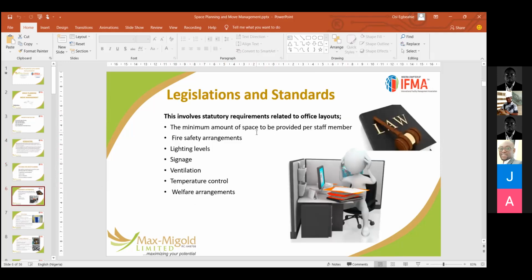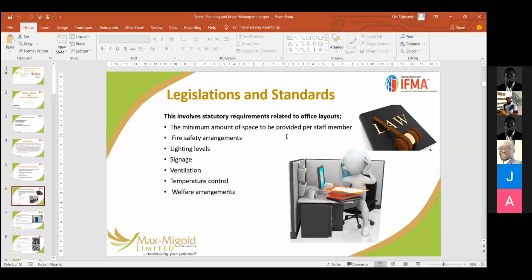Legislation and standards are generally the basic requirements and legislation that are standard for office spaces and how it works. We look at the minimum amount of space required per staff member. There are standards to these things. I think for a staff member, it is about 3 square meters per person, including circulation space for a general open space area. That's the minimum requirement for every staff member.